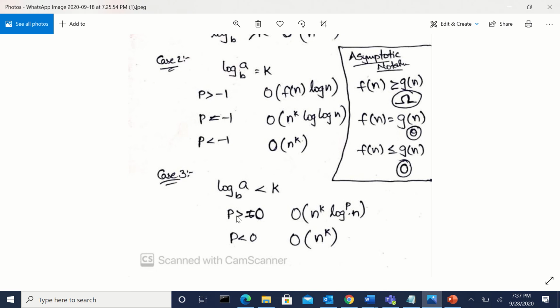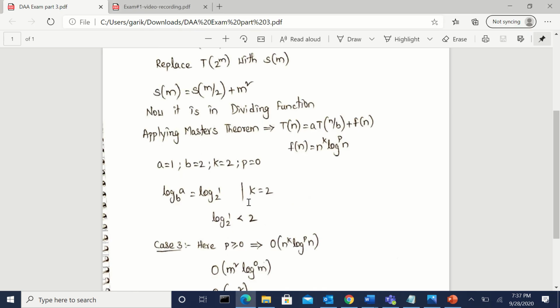If the p value is greater than or equal to 0, then it is order of n power k log power p of n. If the value of p is less than 0, then it is order of n power k. Now we'll compare the value of log a base b in our function.